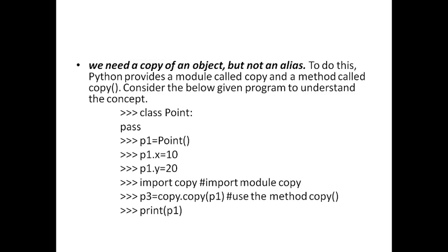To do this, Python provides a module called copy. We just have to use the method called copy inside the copy module. Consider the below example. Class Point, p1, we have done the same thing, just we are importing the copy module here. So p3 equals copy.copy(p1). Don't get confused here: copy is a module and this copy is a function. We are using the copy function of the copy module. So copy.copy(p1).